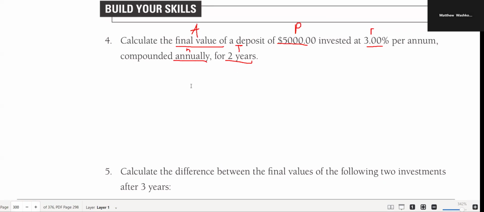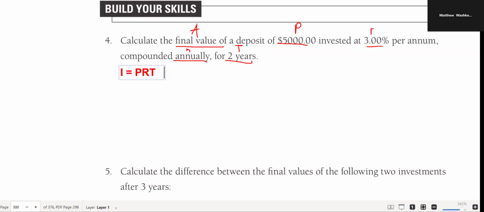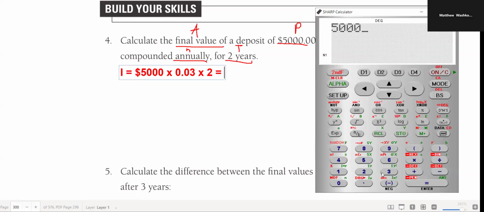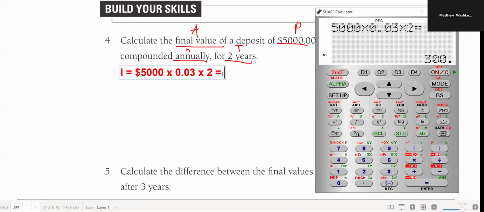Now, instead of doing my formula, I'm just going to do one year at a time, or one interest period at a time. It compounds yearly, so I'm going to do simple interest here once a year. So I equals PRT. I know it says it's compounded, trust me, I'm leading into this. PRT, principal. So it's $5,000 times interest rate of 0.03 times 2 years. I should be able to do this in my head, but I just want to double check. $300. Yeah, that's what I thought.